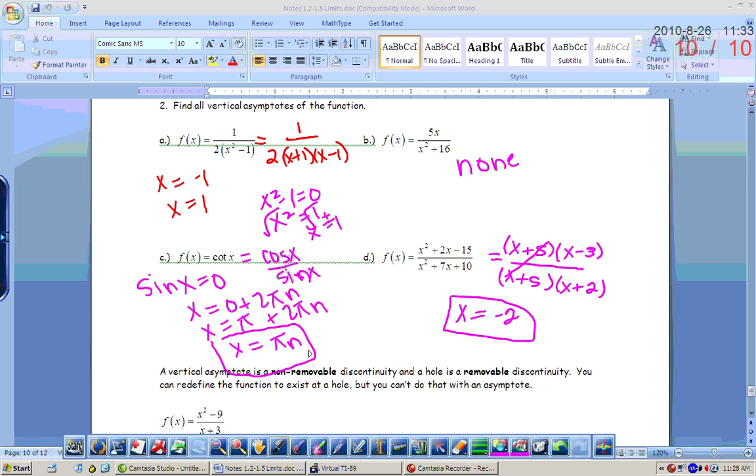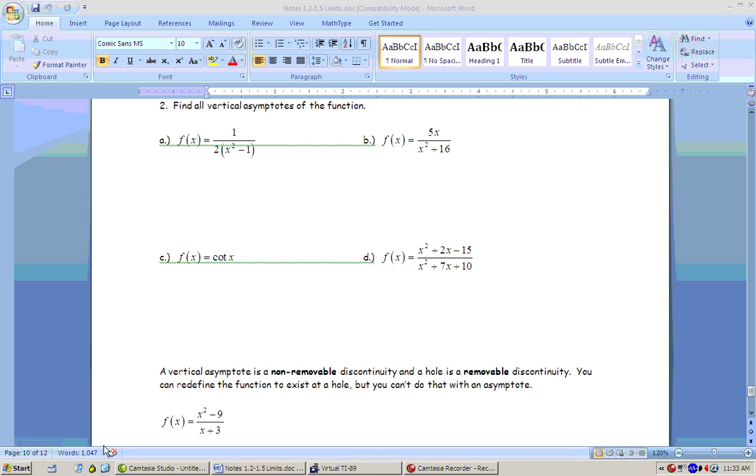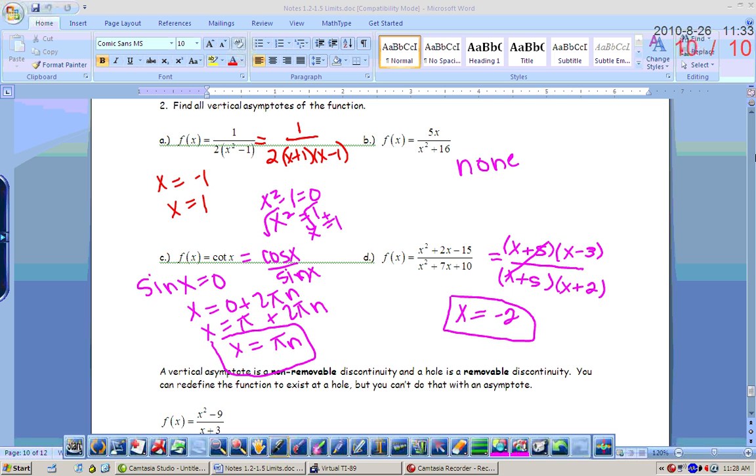All right, a vertical asymptote is called a non-removable discontinuity because there's nothing that you can do about a vertical asymptote. You can't take that asymptote out. But a hole is a removable discontinuity because basically you can plug up a hole. So let's take the function x squared minus 9 over x plus 3. Graph that for me without your calculator.